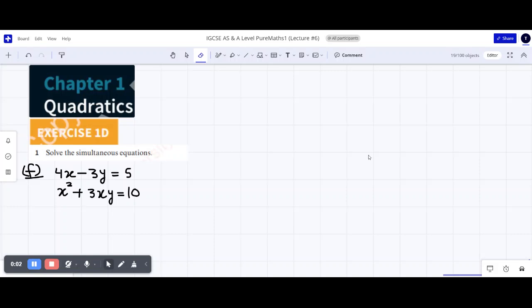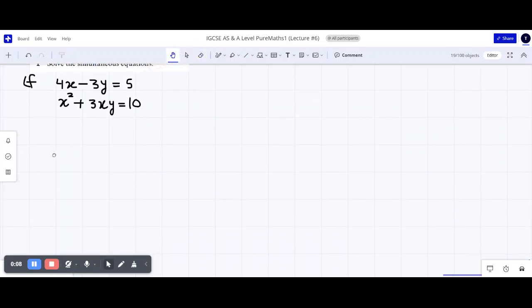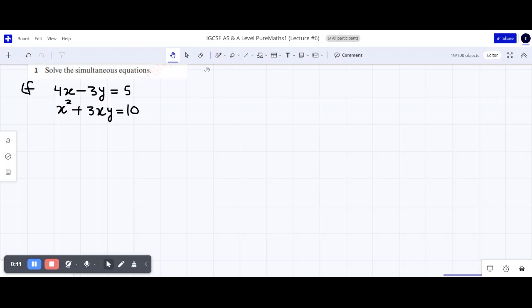Assalamu alaikum. Dear students, question number 1, part F is 4x minus 3y equals 5, and x squared plus 3xy equals 10. We will solve the simultaneous equations by using the substitution method.